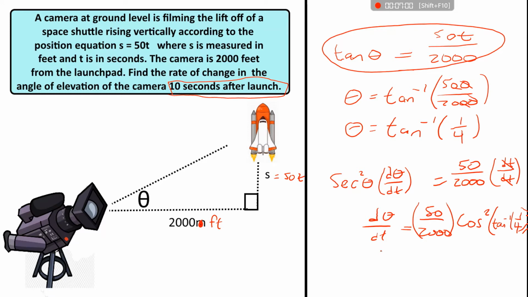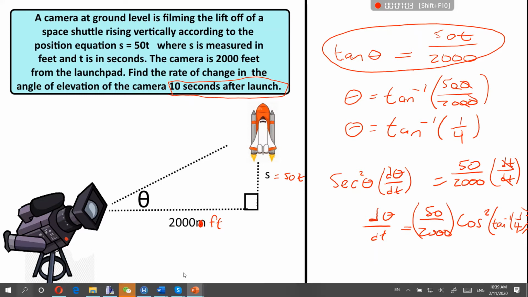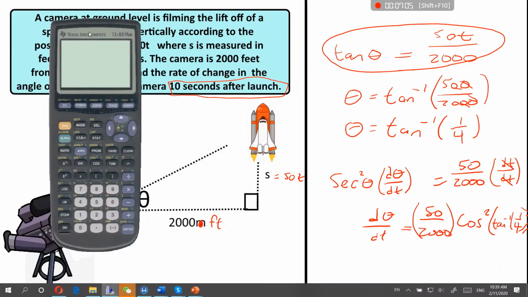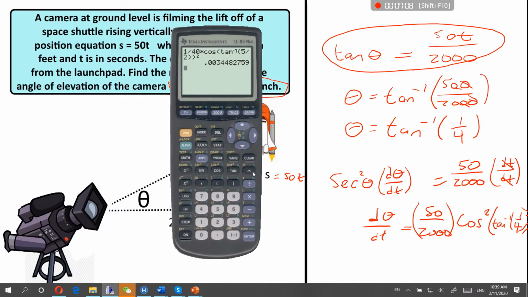Then I can plug that in and get an answer. 50 over 2000 is 1 over 40, times the cosine of arctangent of 1/4, squared, because our cosine was squared. It gives us about 0.024.